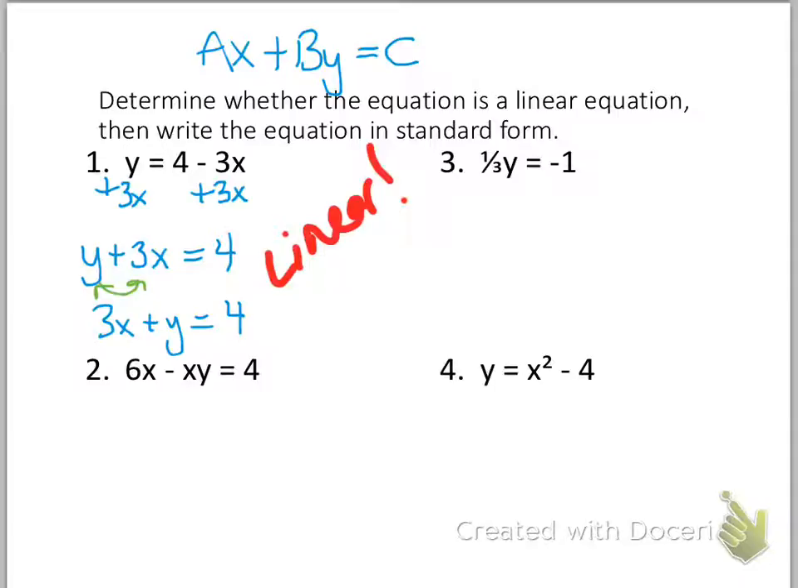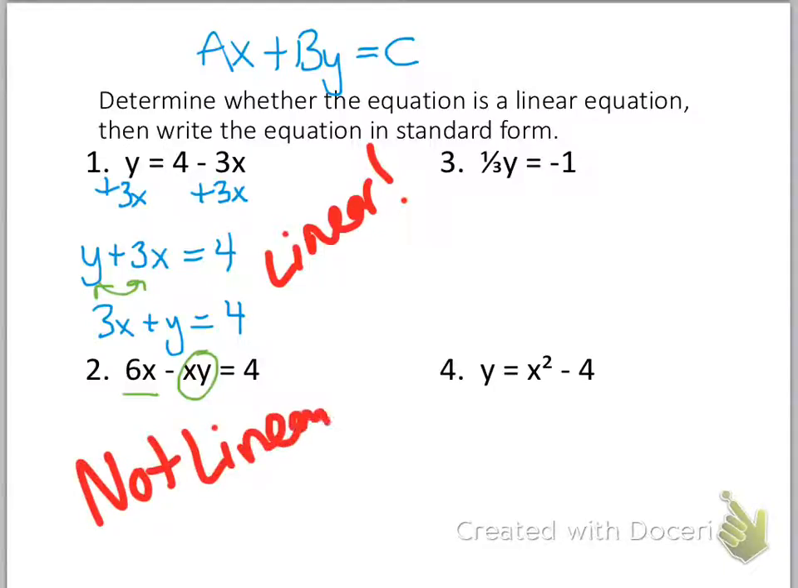Number 2, 6x minus xy equals 4. So I've got ax, but I don't have a b. Is there a way I could separate those or combine like terms? No. This xy here, two variables being multiplied together, is a problem. So this is not linear. We cannot write it as ax plus by equals c.